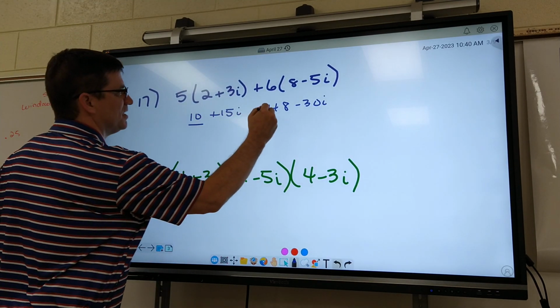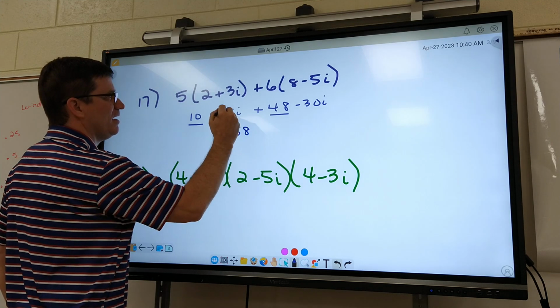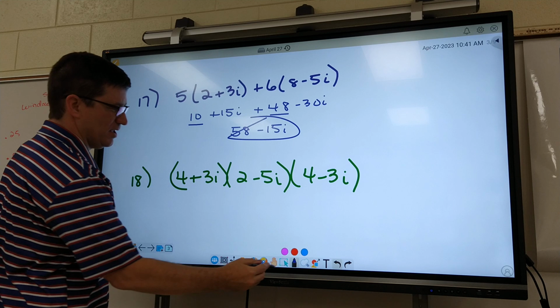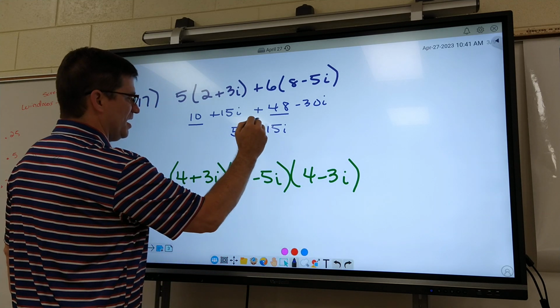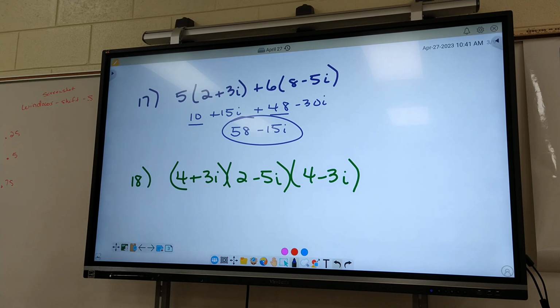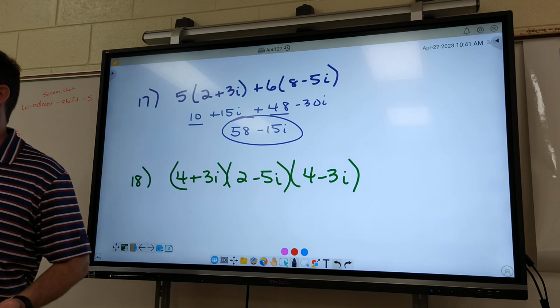All right, so we got 10 plus 48. I got 58 minus 15i. Somebody check that one. Somebody check this one for me. Is that what y'all got? All right, 18 is a little bit different. Is 18 a FOIL method problem?